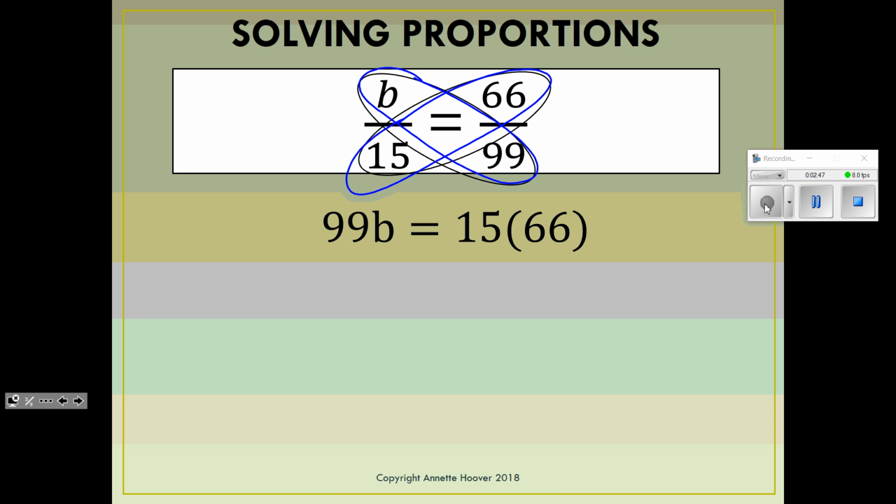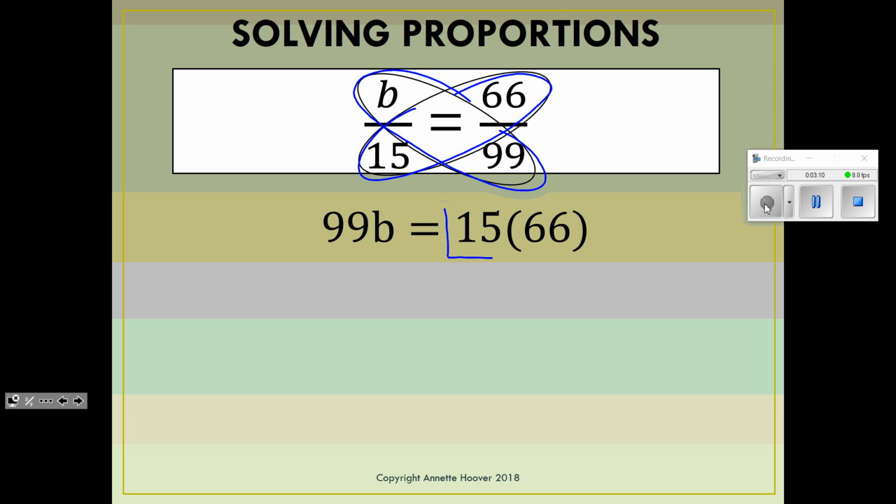I wrote the 99b on the left, but if you did the other wing first, like this, that's okay, because you're solving for b, and it doesn't matter which side the variable is on to start with, you're still going to be going through the same process. So I have 99b, which came from the first wing. I have 15 times 66, which came from the second wing.